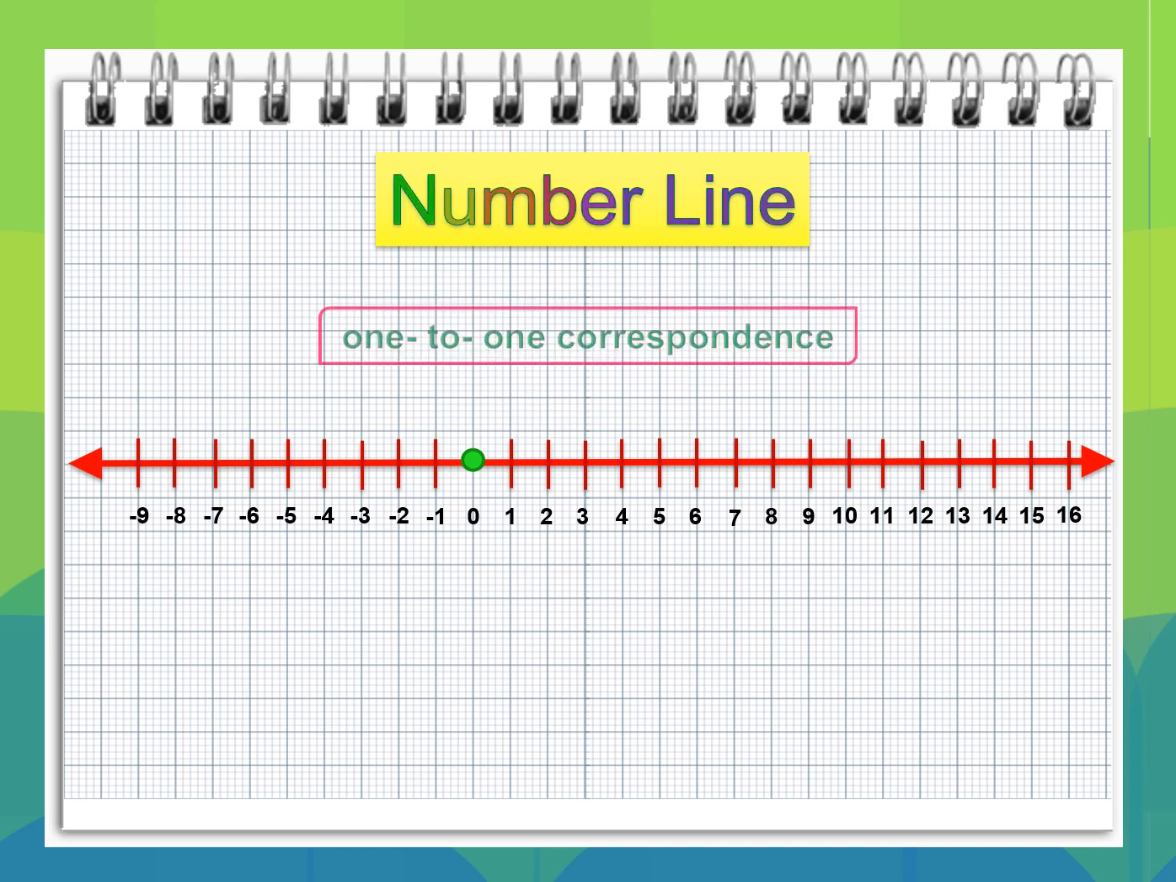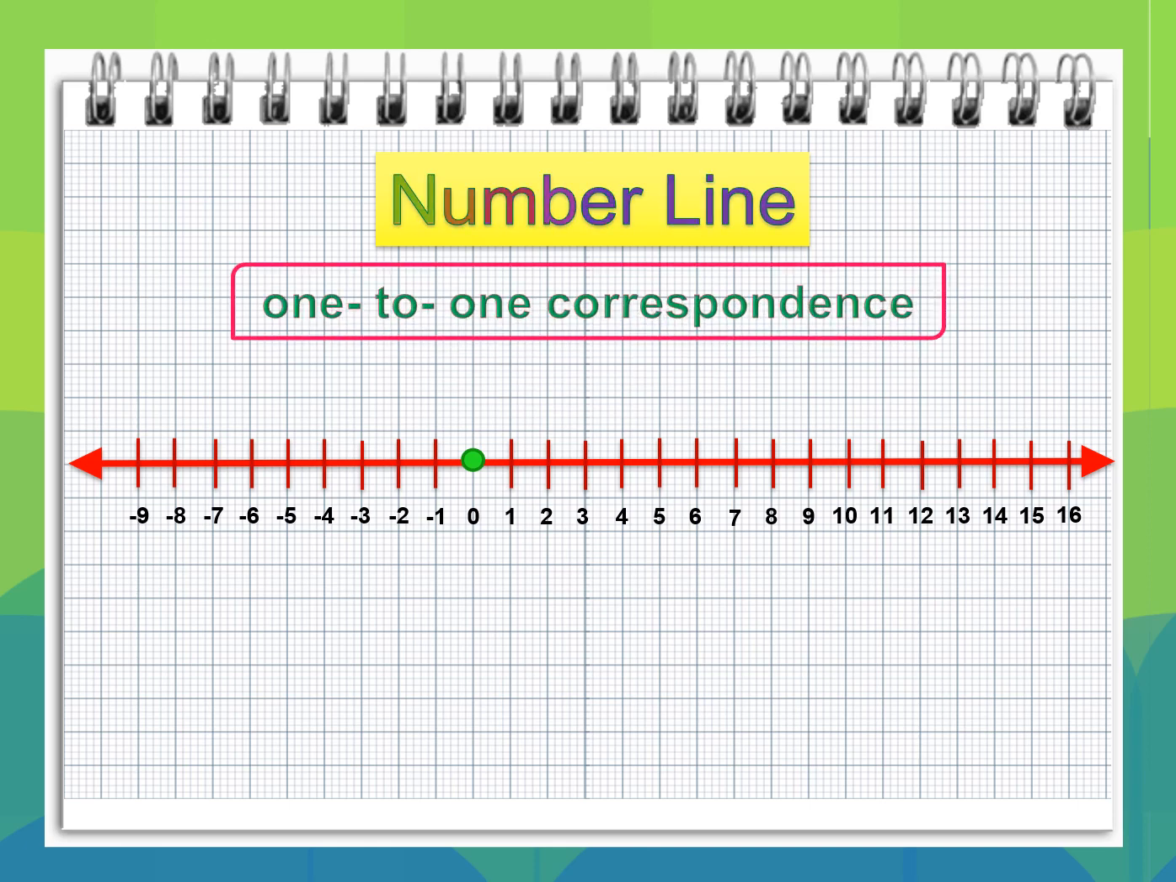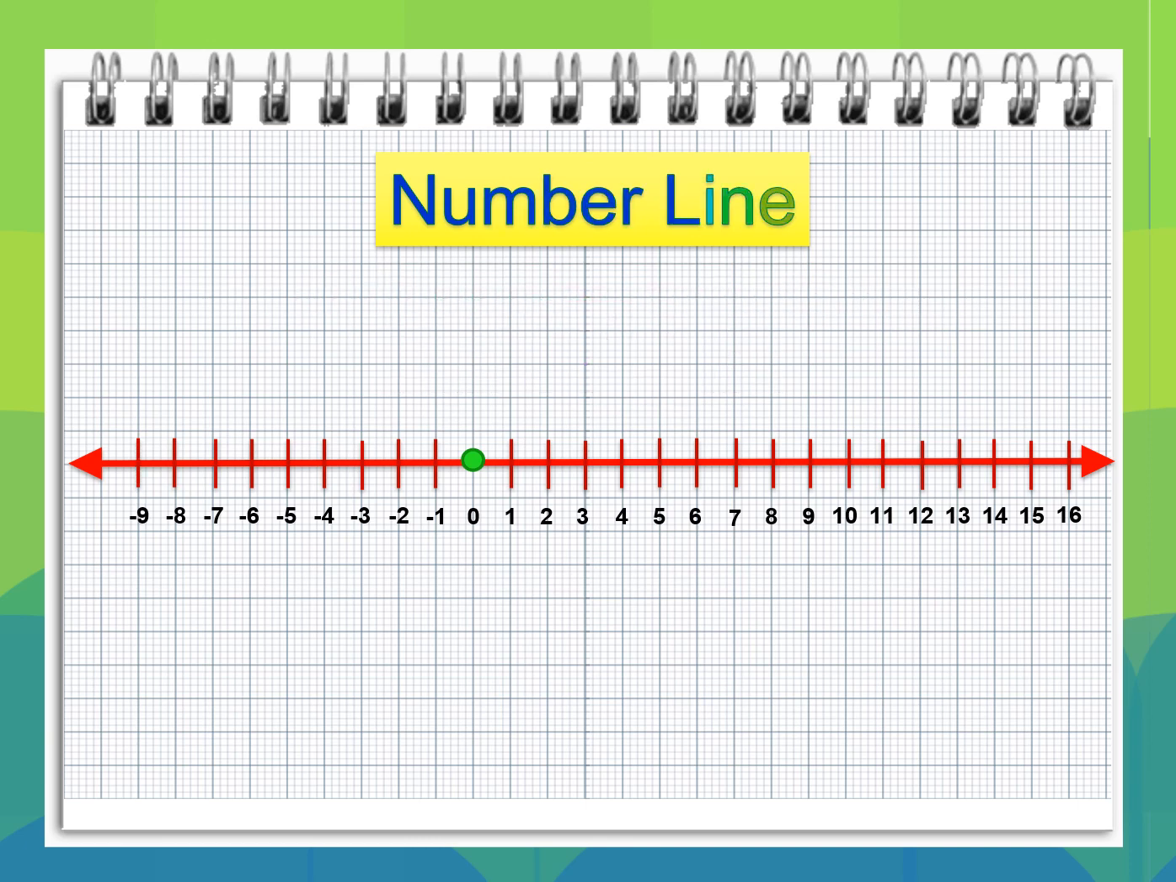There is a one-to-one correspondence between real numbers and points on the number line, meaning every point on the number line can be made to correspond to a real number, and every real number can be made to correspond to a point. Positive real numbers lie to the right of the origin, and negative real numbers lie to the left. The number 0 is neither positive nor negative.